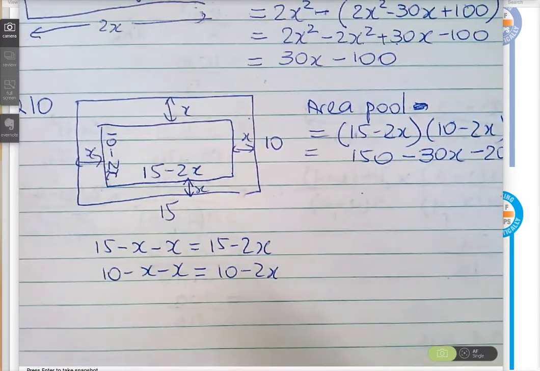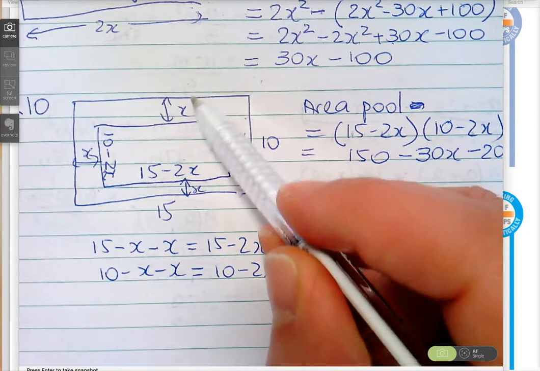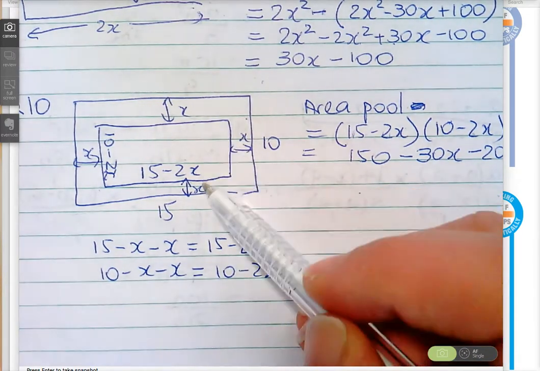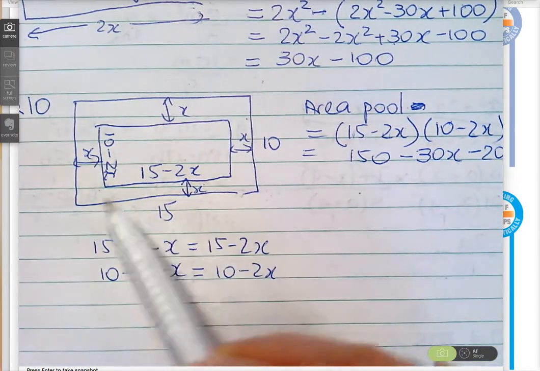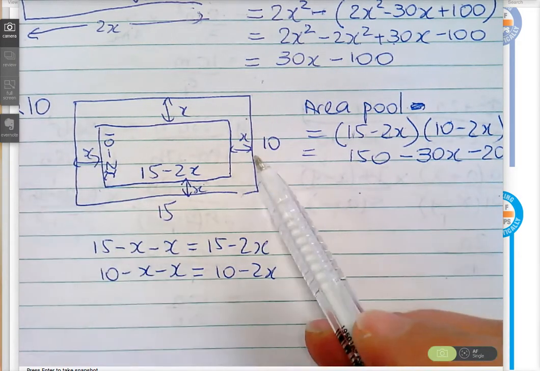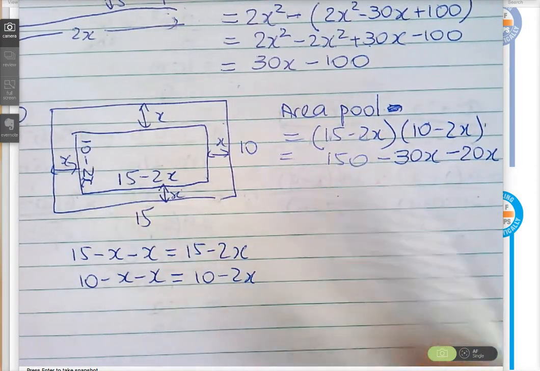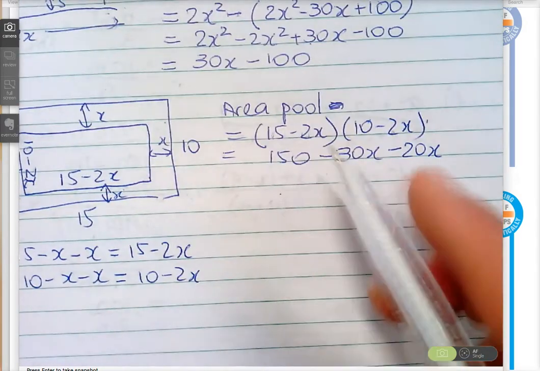All right. Question 10, just drawing the diagram, same as before. If that's 10, this distance here is 10 minus x, which is 10 minus 2x. If this is 15, the distance there of the pool, the length, is 15 minus x, which is 15 minus 2x. Area of the pool would be these two dimensions multiplied by each other, multiplying out.